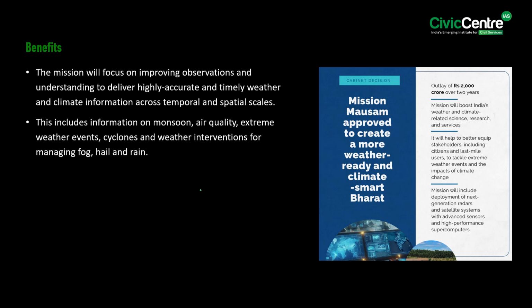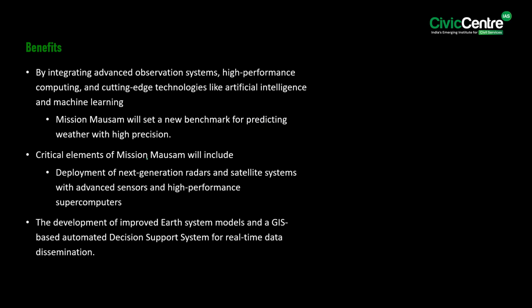Next, what is the focus of the mission? Know that the mission will focus on improving observations and understanding to deliver highly accurate, timely weather and climate information across temporal and spatial scales. Significantly, this includes information on monsoon, air quality, extreme weather events, cyclones, and weather interventions for managing fog, hail, and rain. Now let's see what are its features.